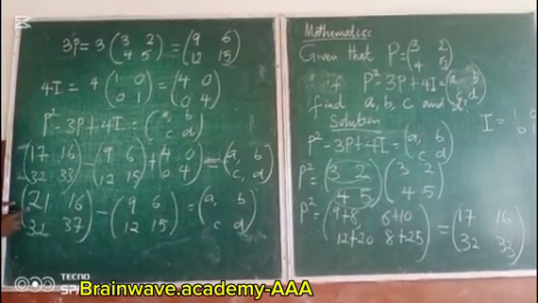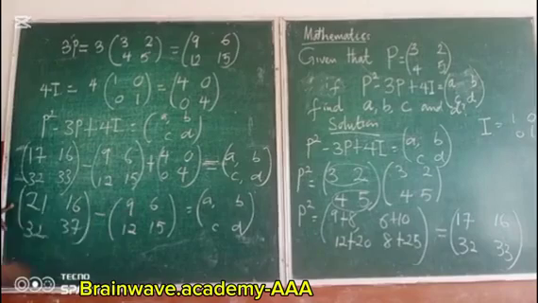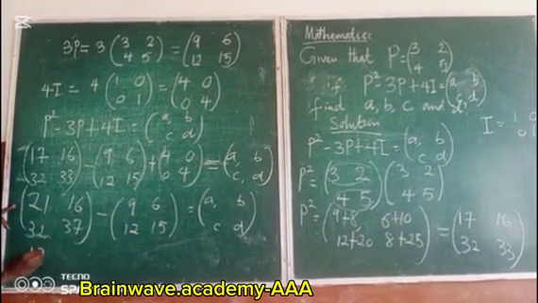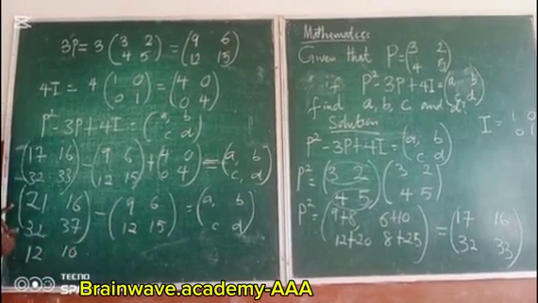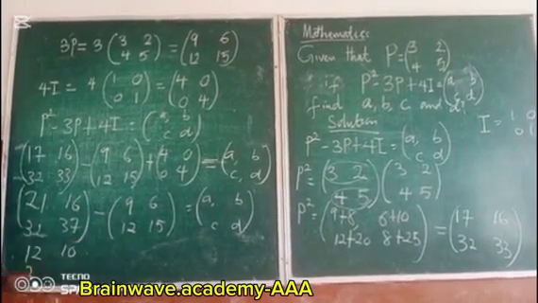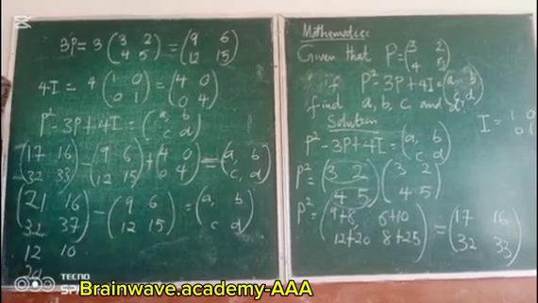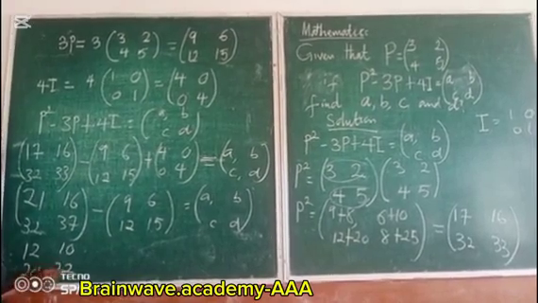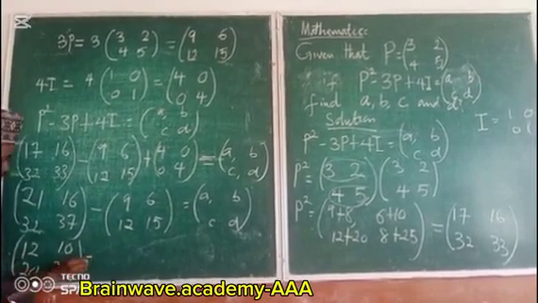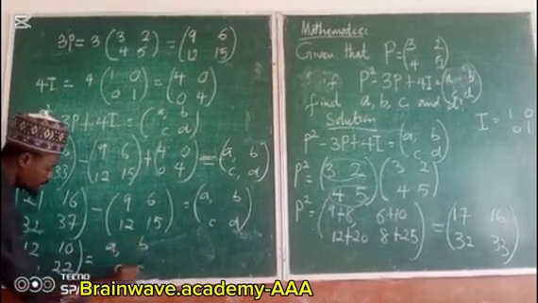So we now subtract 21 minus 9. 21 minus 9, which is what? 12. 16 minus 6, 10. 32 minus 12, 20. Then 37 minus 15. We have 22 is equal to A, B, C, D.